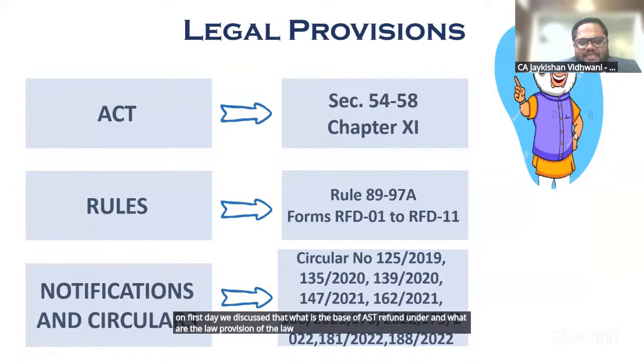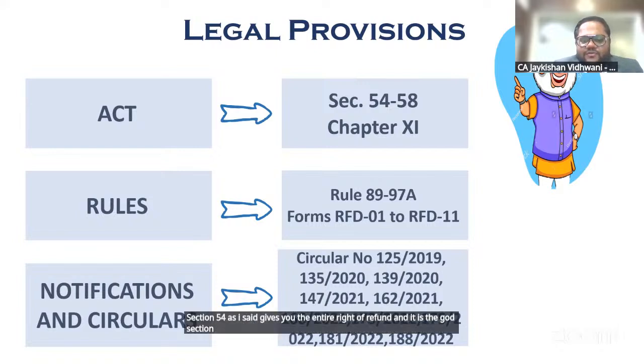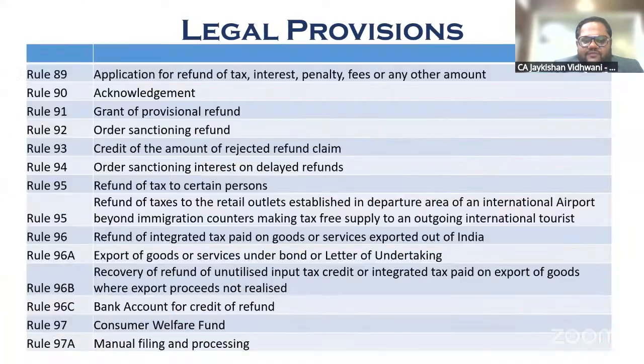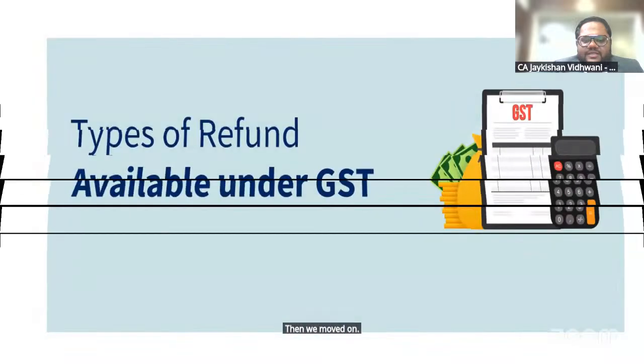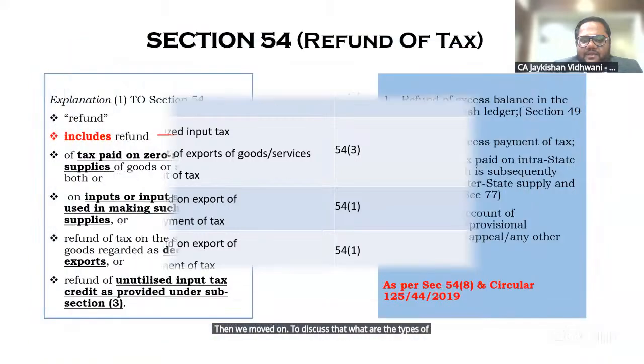So firstly, under the Act, Section 54 to 58. Section 54, as I said, gives you the entire right of refund, and it is the God section. After that, Rules 89 to 97A and circulars. In the circulars, the most important circular is circular number 125. Then we moved on to discuss what are the types of refund that are available.